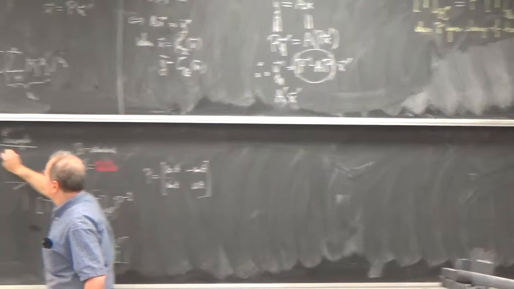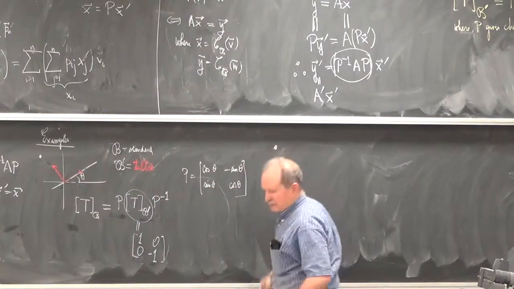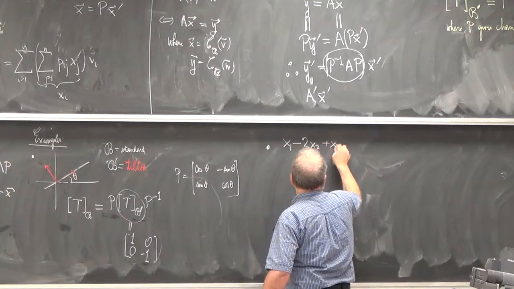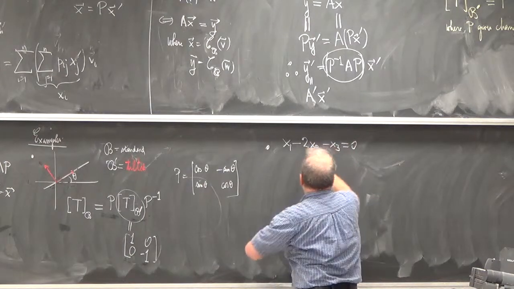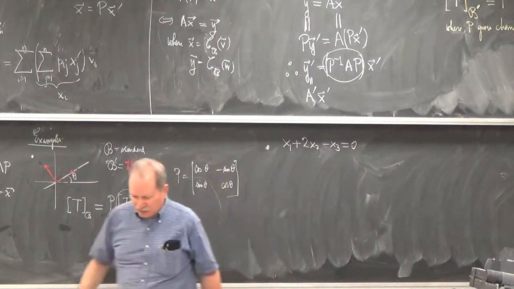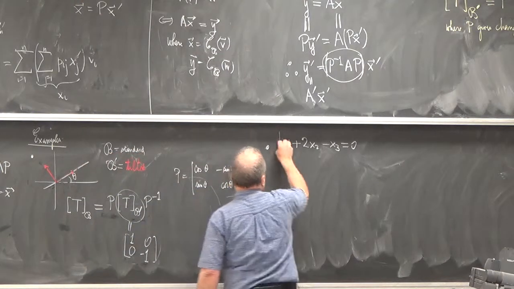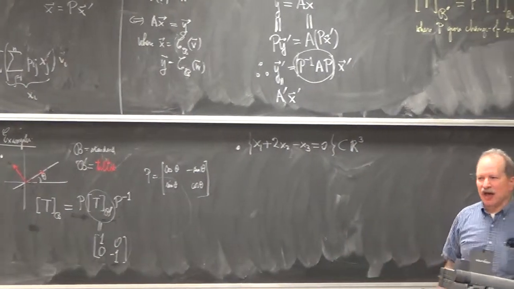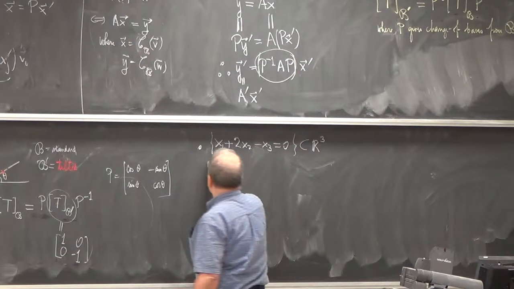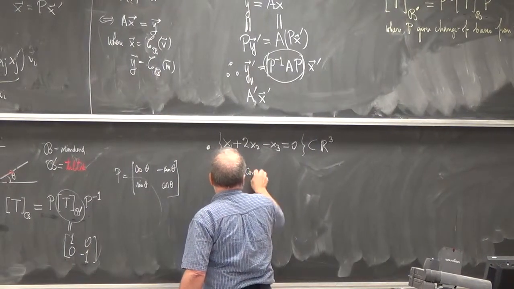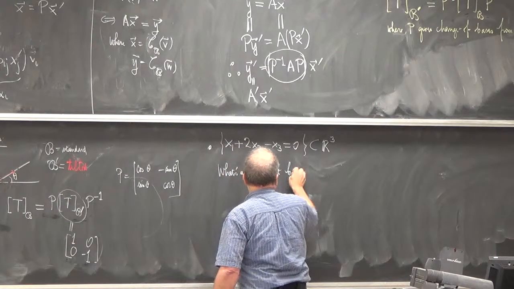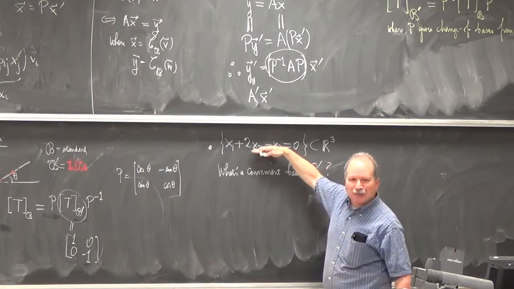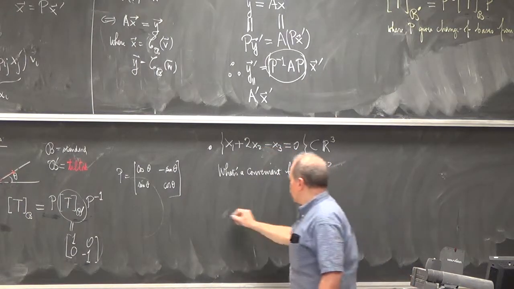I'm going to do another example. Suppose I take the plane x1 plus 2x2 minus x3 equals 0 in R3. Suppose I wanted to do projection or reflection with that plane. How would I pick a convenient basis? So what do I mean by convenient? Well, I mean a basis that's adapted to the geometry of this plane. Take the normal from the equation.